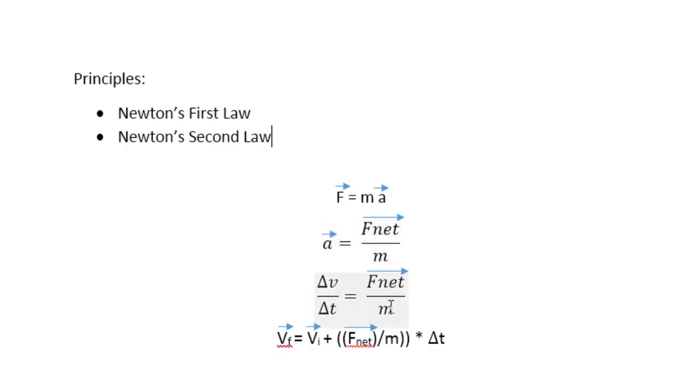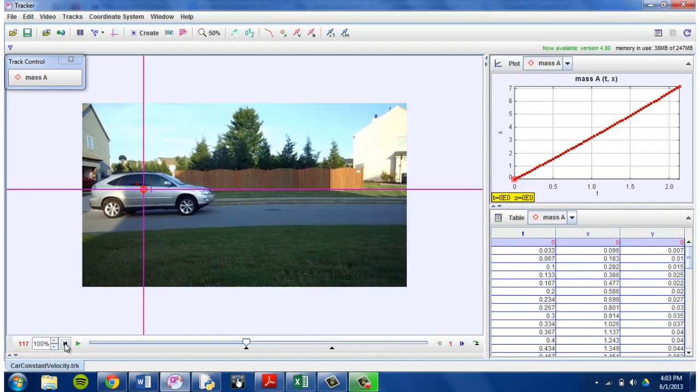Deriving that further, we get this final equation, which is v final equals v initial plus F net divided by the mass times delta t. We know that if this last portion of the equation on the right is equal to 0, then the initial velocity is going to equal the final velocity, and that means that there's constant velocity. We know that the mass and the change in time are not equal to 0, so that means the net force has to be 0 in order for this entire portion of the equation to equal 0 and for there to be constant velocity.